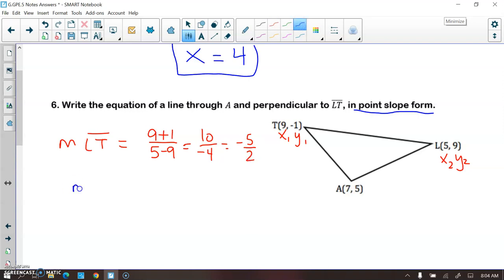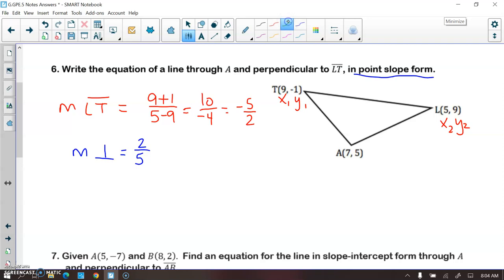Since I want a line perpendicular, I need to use the slope that's the opposite reciprocal of -5/2, and that's going to be +2/5. And then we want it to pass through point A. 7 is the x value, 5 is the y value, and we're writing this in point slope form.